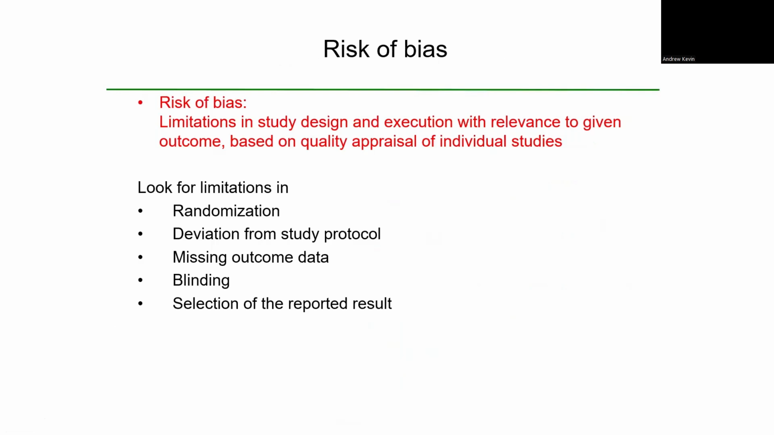Now, what is the risk of bias? Risk of bias refers to limitations in study design and execution, based on quality appraisal of the individual studies. So what do you look for in these individual studies? You can use the Cochrane risk of bias assessment tool.